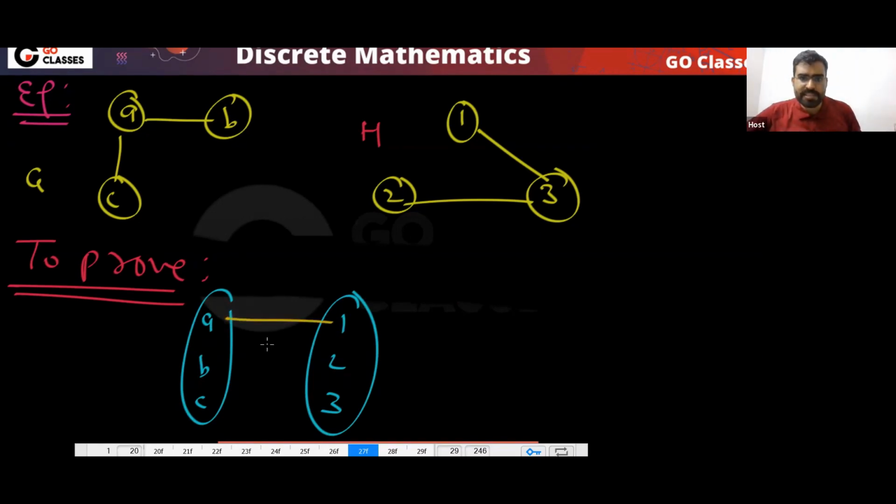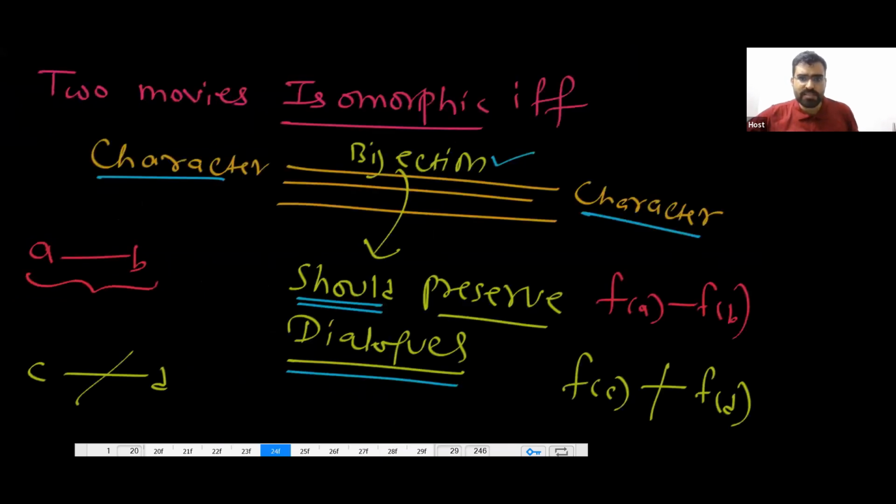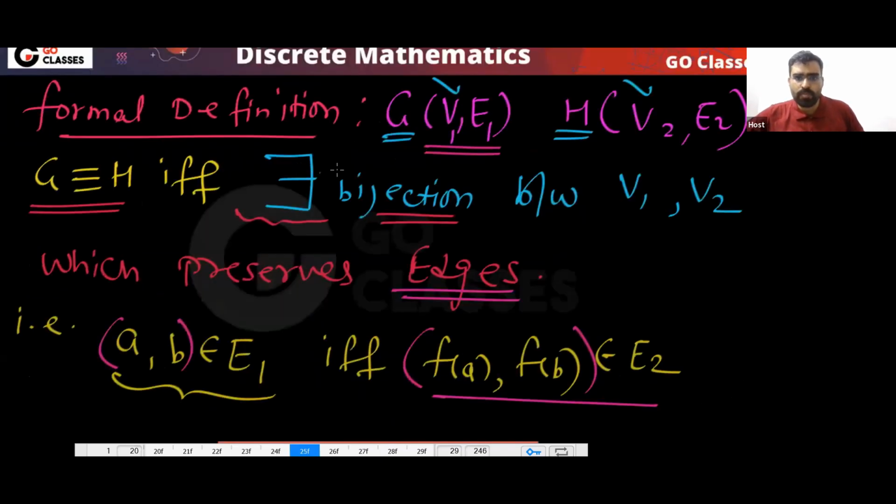Let me give you a bijection. Will this bijection work? This bijection will not work. Why will this bijection not work? See, this is a bijection, that is fine. Remember, the bijection is fine. You must have a bijection between V1 and V2 which preserves the edges. This is very important. Which preserves the edges. What does it mean?